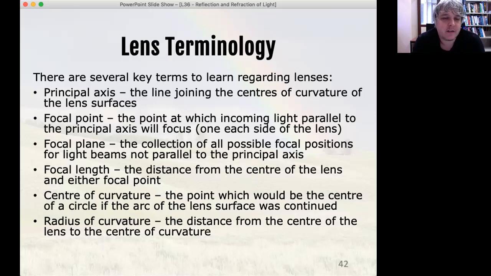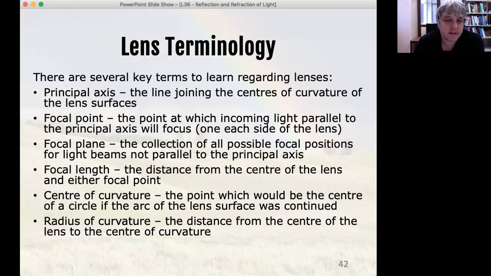The focal plane is the collection of all possible focal positions for light beams not parallel to the principal axis. You don't need to remember that specific term for this course, but if you are interested in lenses and light and optics, then it is a useful one to be aware of. Light doesn't have to come in parallel to the principal axis, so you may get a scenario in which the light is coming in all parallel to each other, but not parallel to the principal axis, and that will focus somewhere different. If you do that for every possible angle of incoming light, all those points traced out make a line, or technically a plane in 3 dimensions, and that is the focal plane. As I said, you don't need to worry about that for this course.